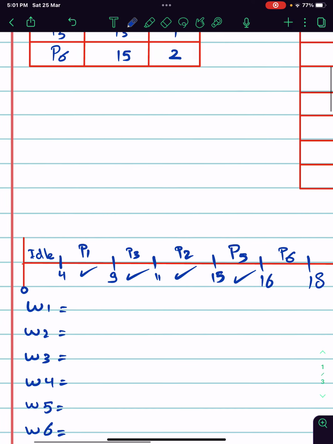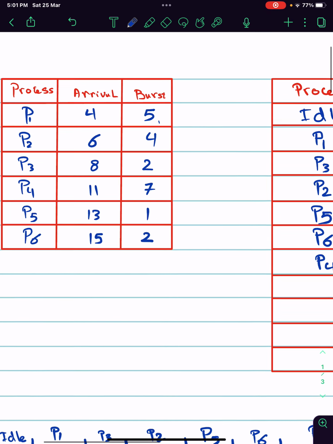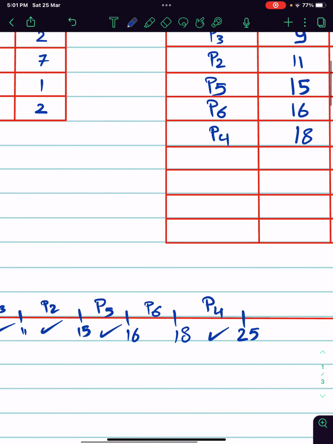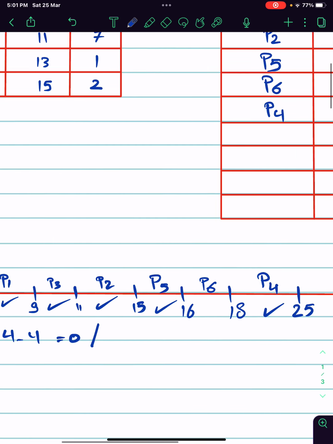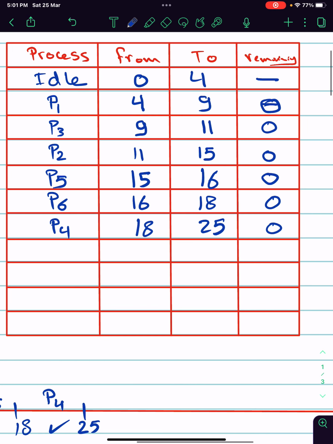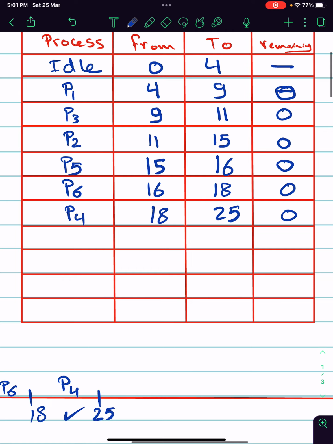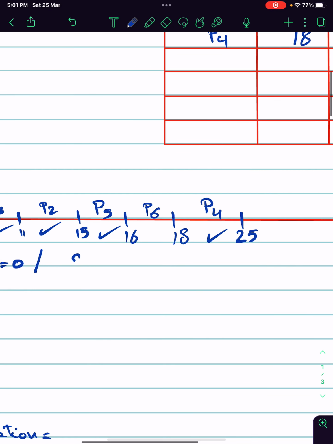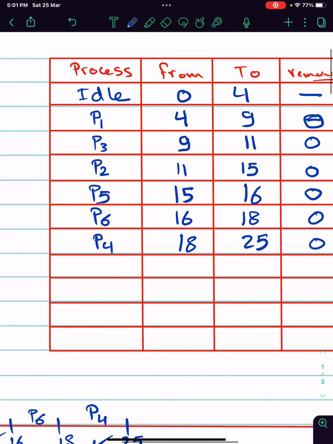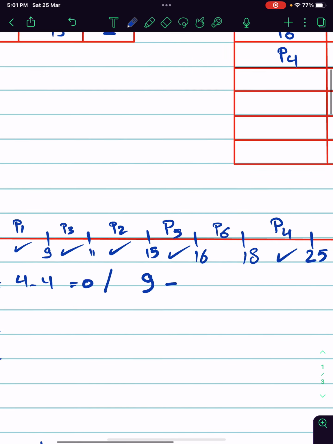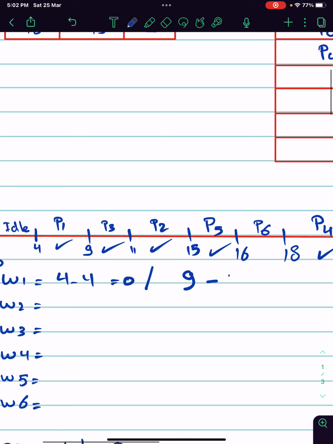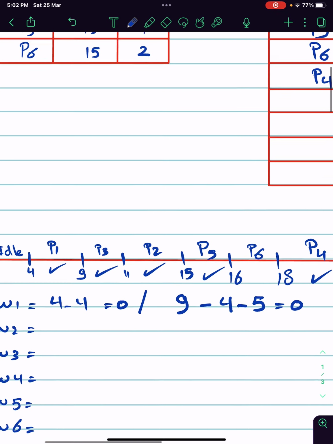So the waiting time of P1, it arrived at 4 and it started at 4, so it's going to be 4 minus 4, which is 0. If you apply the second equation, finish minus arrival minus the burst, where did I get the 9? Here it is, see, 2, 9. So 9 minus the arrival time, which is 4, minus the burst, which is 5. This is also going to be 0.